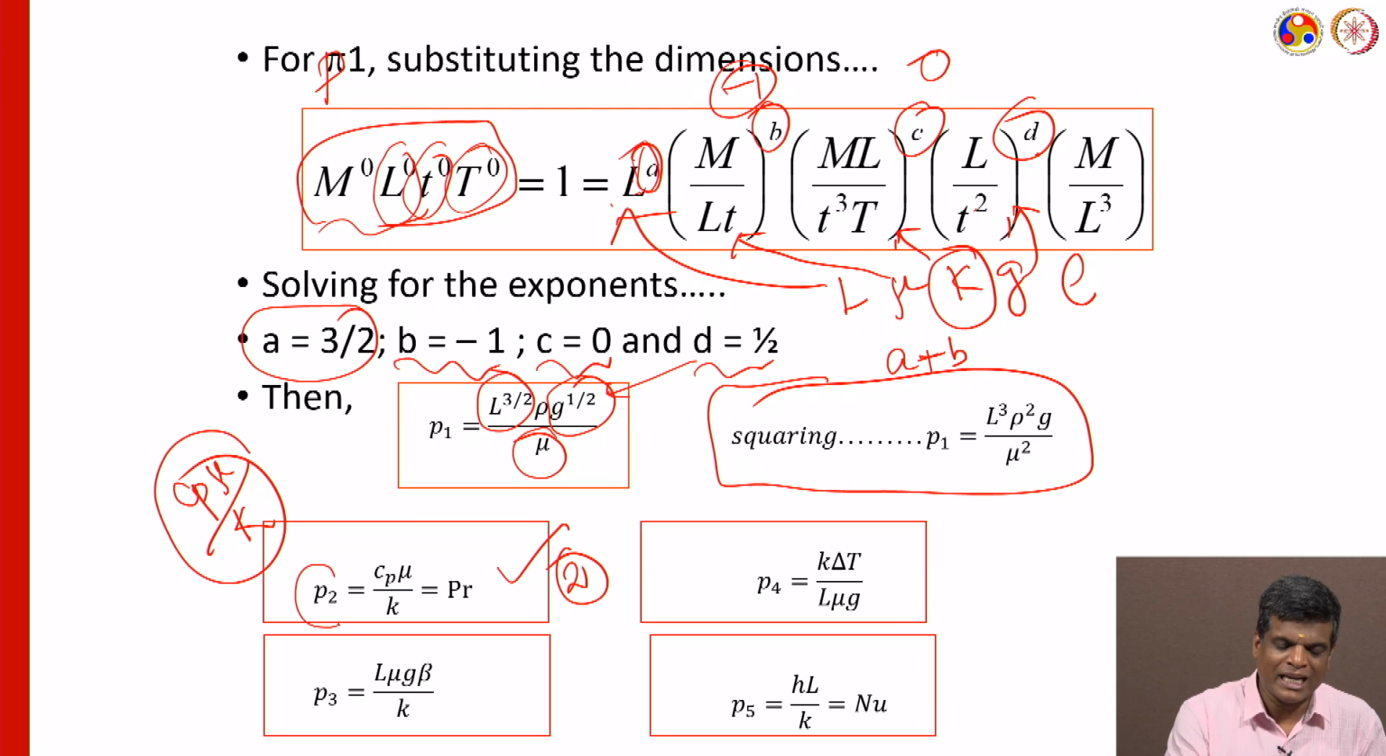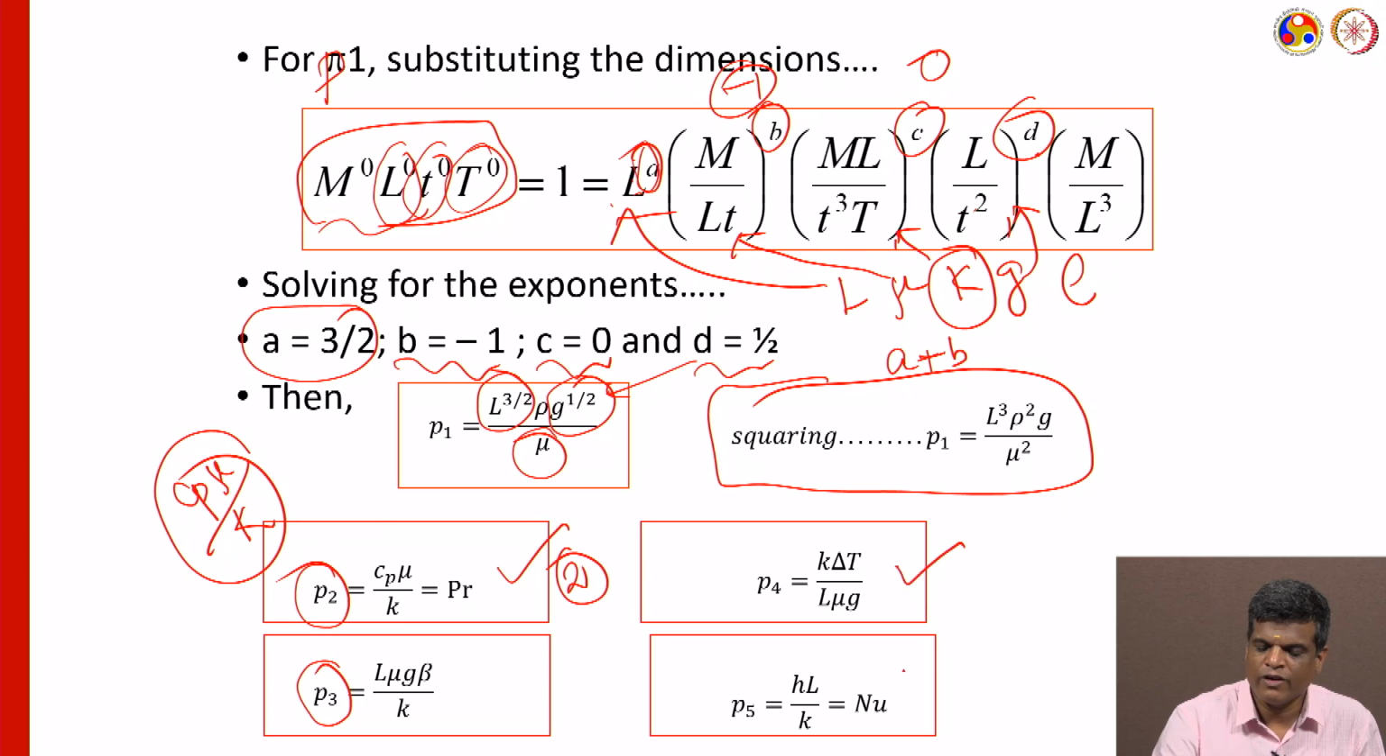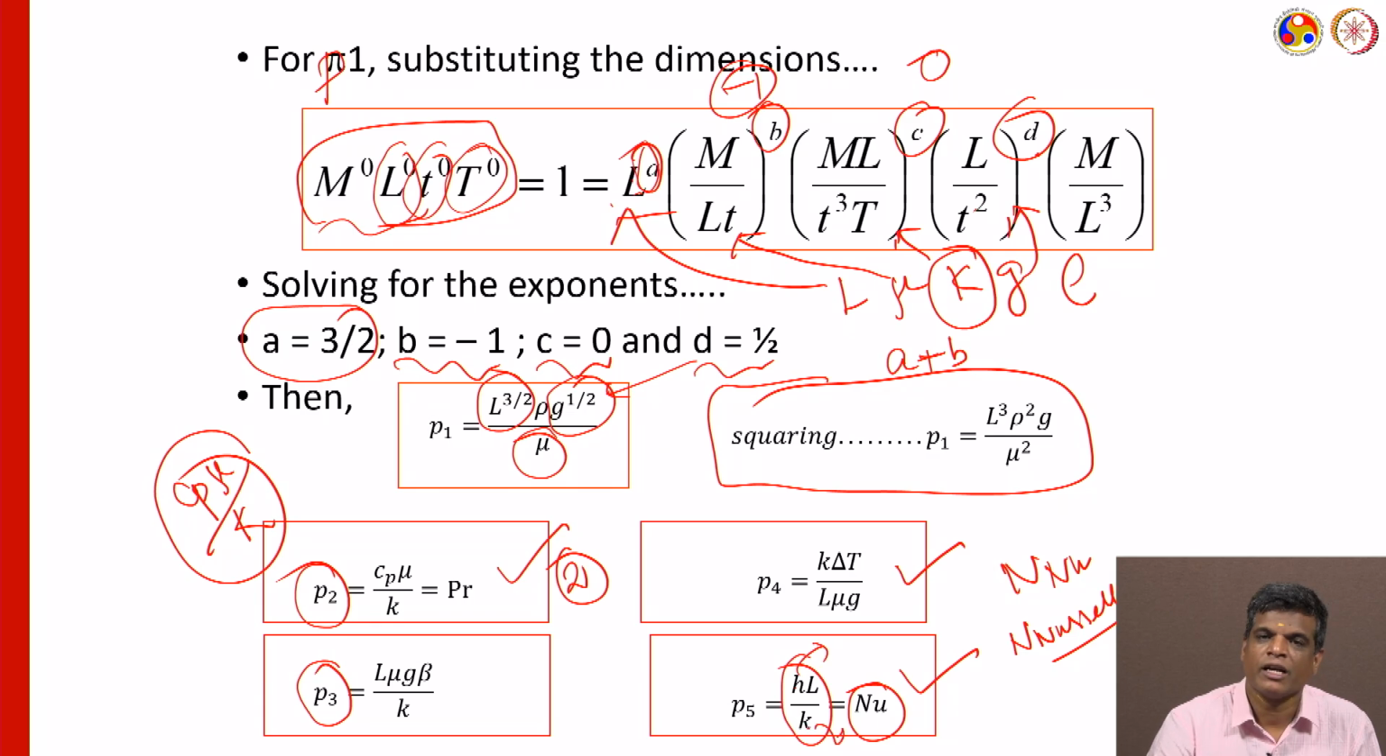So P2 is the second dimensionless group, then P3 we get in the same way, then the fourth one, and so on; you solve each and get the fourth one. The fifth one is the Nusselt number, Nu. These are dimensionless numbers, as we already discussed. The Nusselt number is hL by k, where h stands for the heat transfer coefficient, k is the thermal conductivity, and L is the length. So we have two already known numbers: the Prandtl number and the Nusselt number.